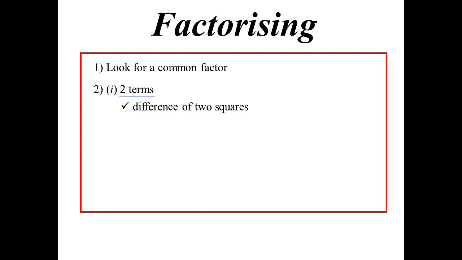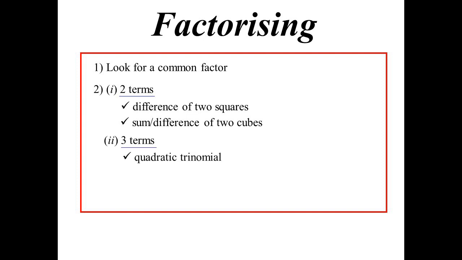If it's only got 2 terms, then, well, if it's not a common factor, am I looking at the difference of 2 squares? That would have ended up with 2 terms. Is it the sum and difference of 2 cubes? That could also create 2 terms. If it's got 3 terms, well, the most common thing I see with 3 terms are those quadratics. Is it a quadratic trinomial?